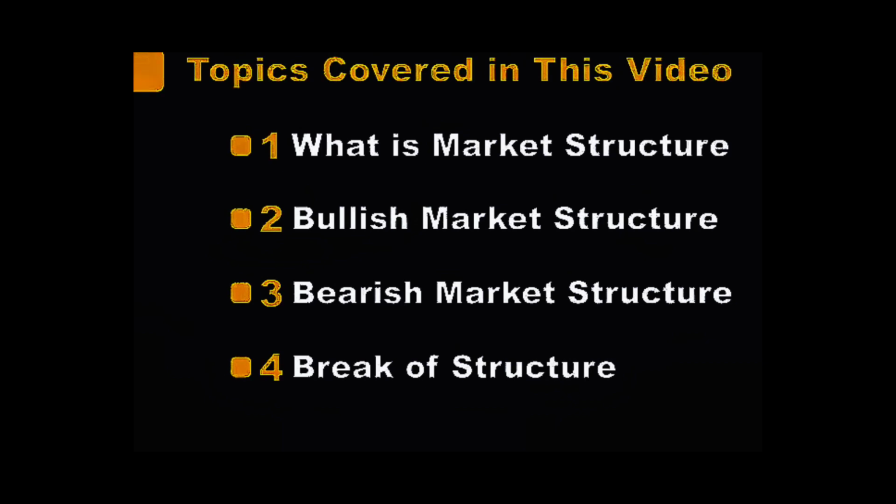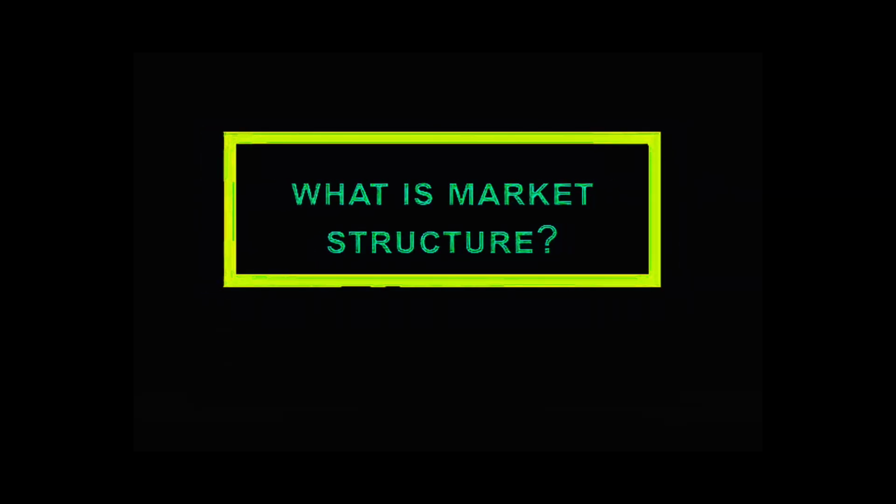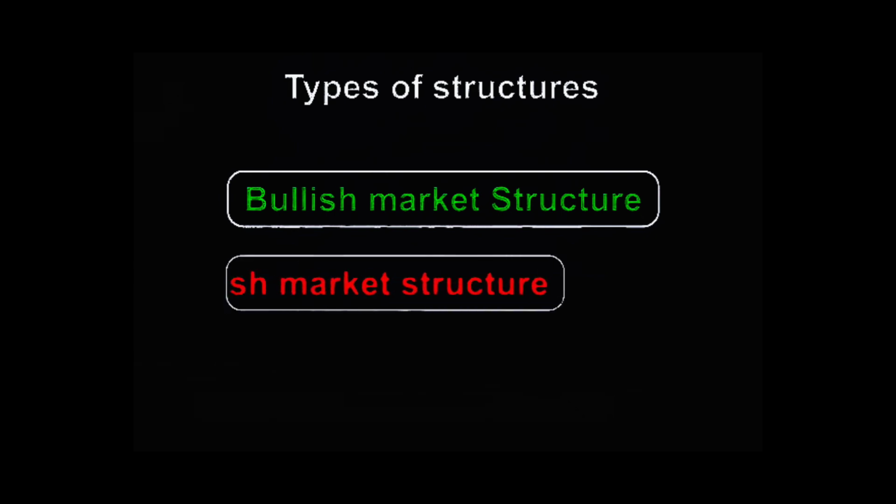Now, let's get started. Okay, first, what is market structure? It's simply the way the market moves, which means the highs and lows. We can understand more about market structure by examining different types of structures. The first one is bullish market structure, and the second one is bearish market structure. First, let's discuss bullish market structure.